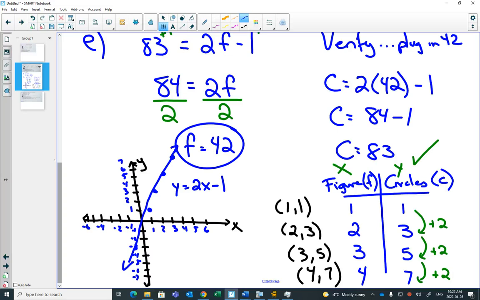Any ideas? The equation of this line happens to be y equals 2x minus 1. How could I use the stuff that we did with our circles and our figures to figure that out? Any ideas? Judah, you got an idea? No? Okay.